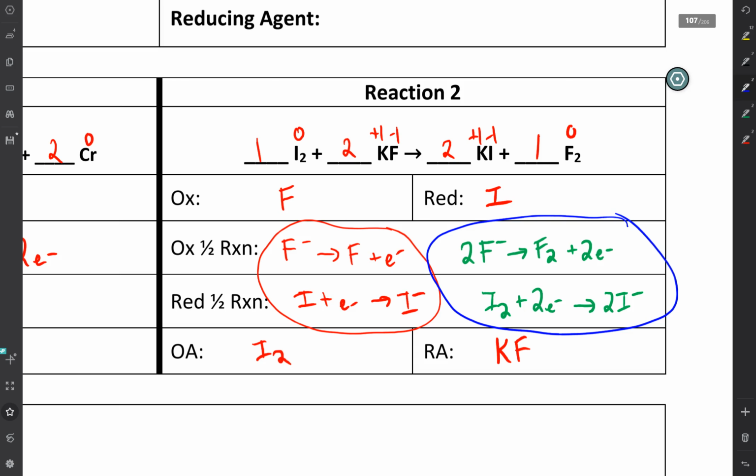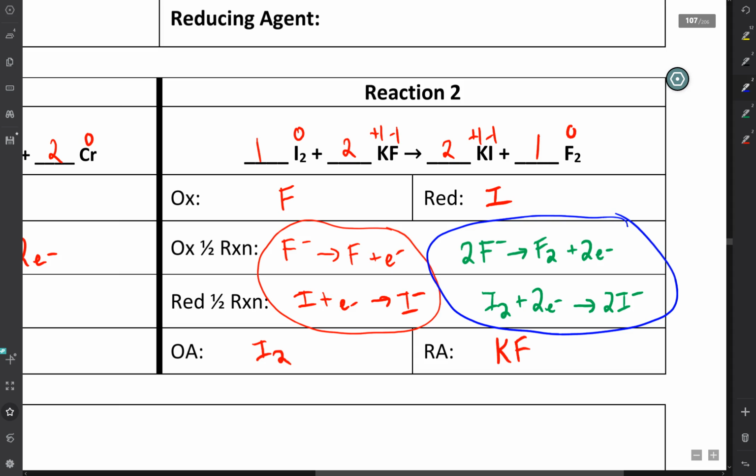Finally, oxidizing agent gets reduced. Well, iodine was reduced, so the substance containing iodine is the oxidizing agent. Oh, that's just I2. Great. That means KF must be the reducing agent because it contains the substance that gets oxidized, or the element, I should say, that gets oxidized. In this case, fluorine. Remember to write the whole thing.